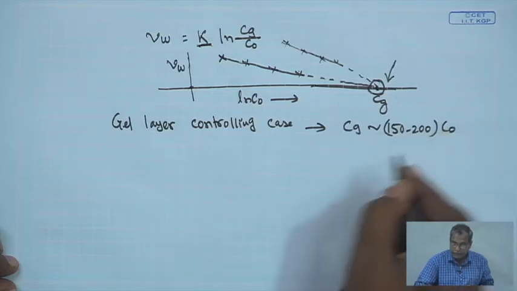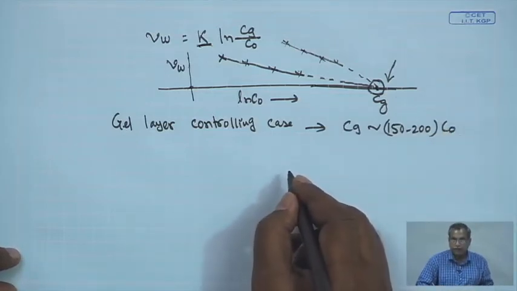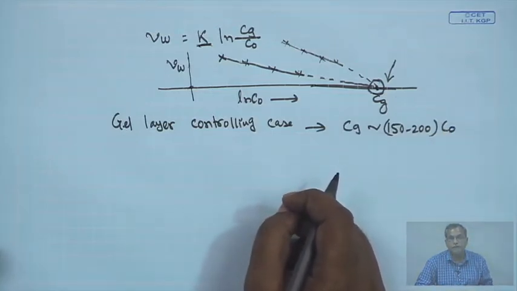That means, in a gel layer control filtration, the concentration suffers maximum variation within the mass transfer boundary layer from C naught to C g, and sometimes C g can be as high as 150 times to 200 times of feed bulk concentration. Therefore, variation of the transport coefficients will be extremely high in case of gel layer control filtration compared to the osmotic pressure control filtration.